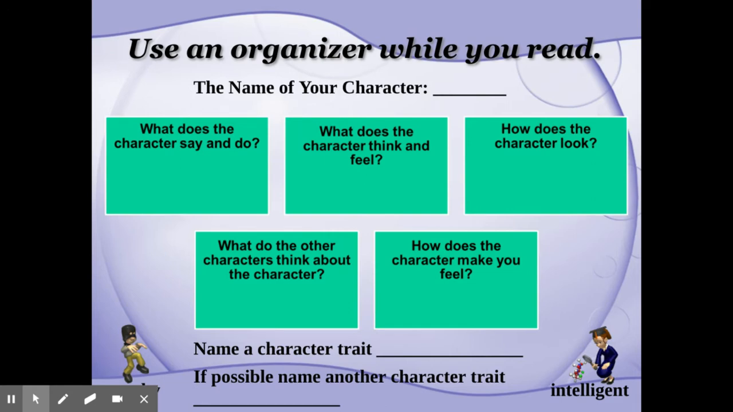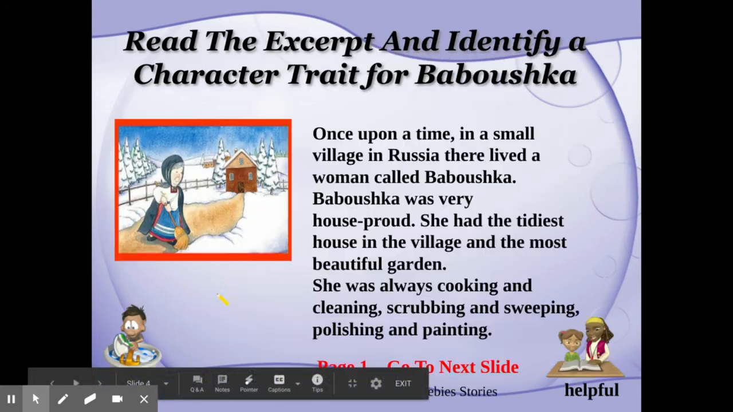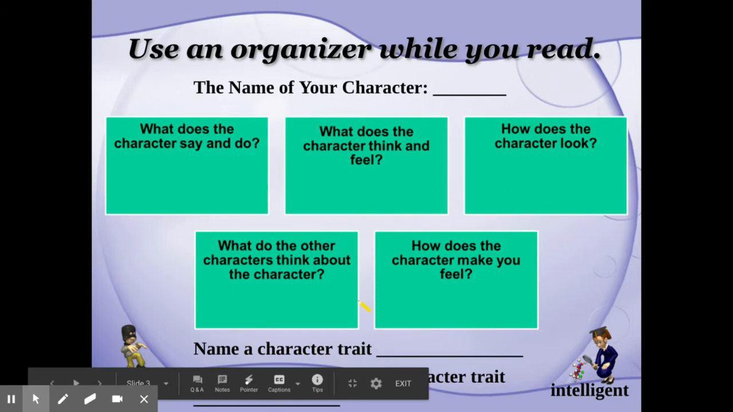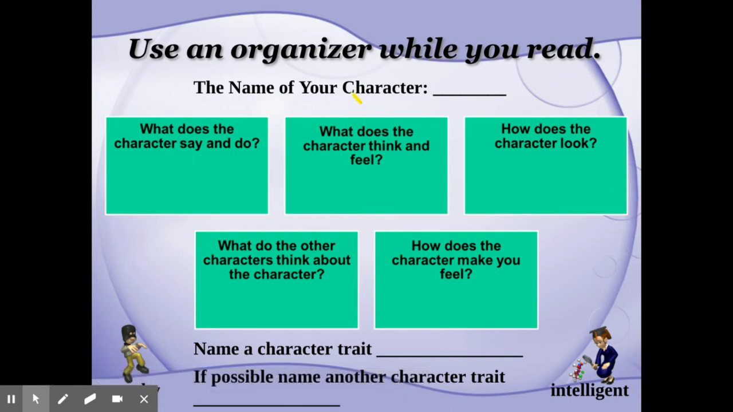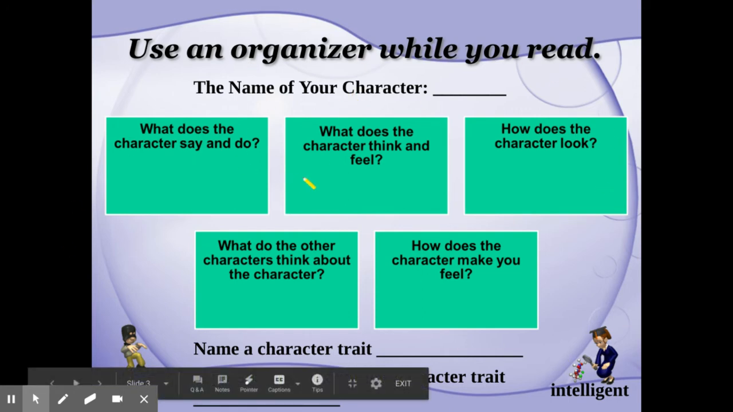So you are going to use an organizer while you read. It's going to have the name of the character. It's going to have what does the character say and do? What does the character think and feel? How does the character look? What do the other characters think about the character? And how does the character make you feel? You're going to use all this information, so your evidence and an inference, which is your book and the brain, to name a character trait. So another couple of examples of a character trait are sneaky and intelligent.